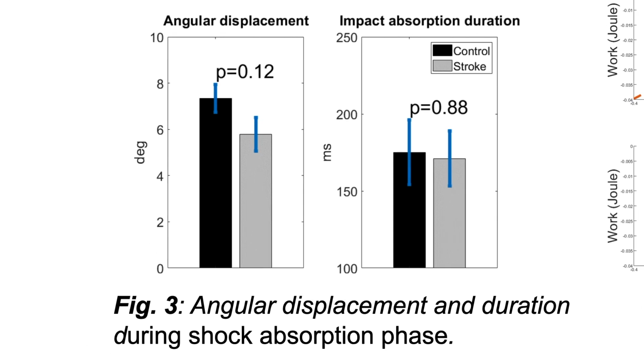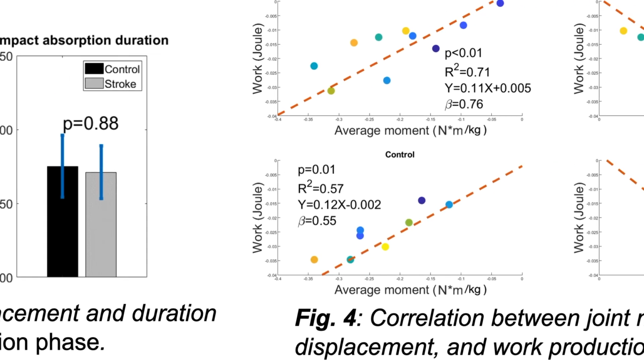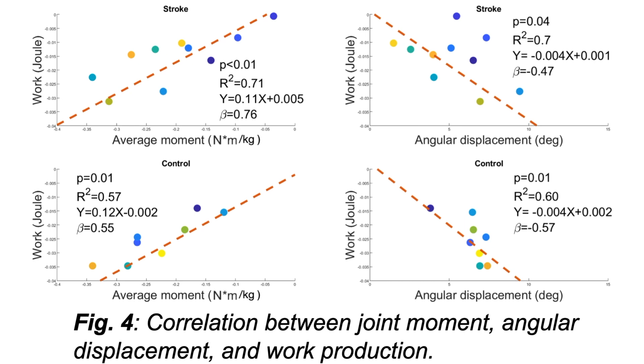We dig deeper to see what might be the cause of slower angular velocity. Although not significant, it's likely that decreased angular displacement is affecting velocity. Interestingly, both joint moment and angular displacement have similar contribution to work production in the healthy controls. However, in the stroke group, the joint moment contributed more than angular displacement.